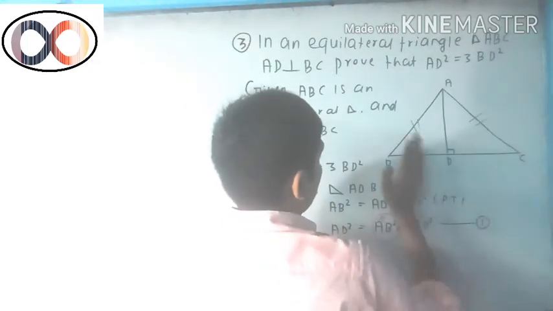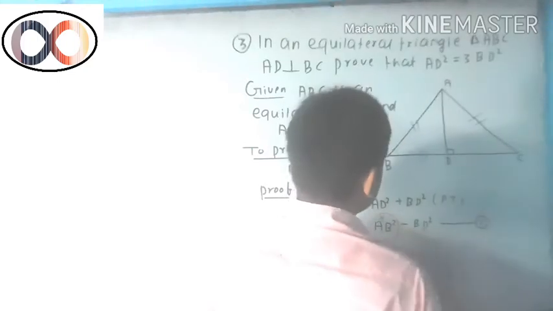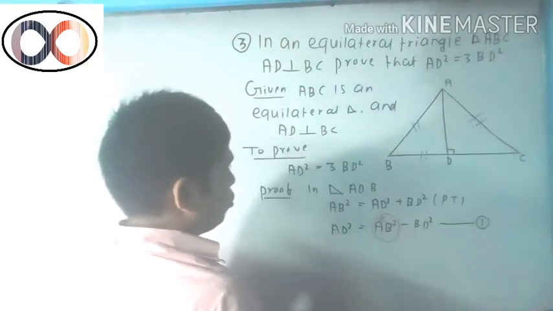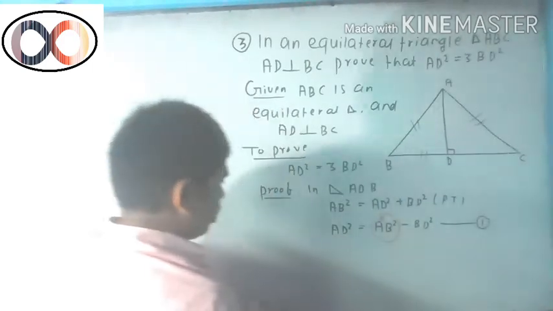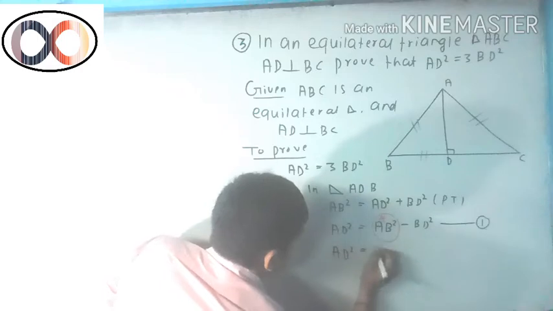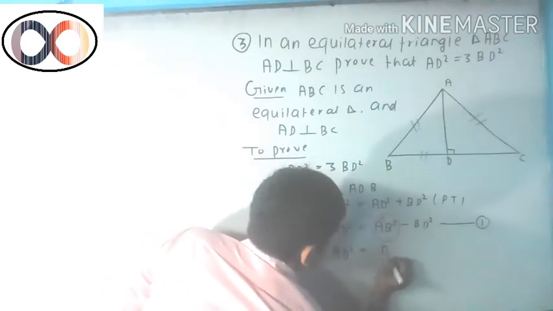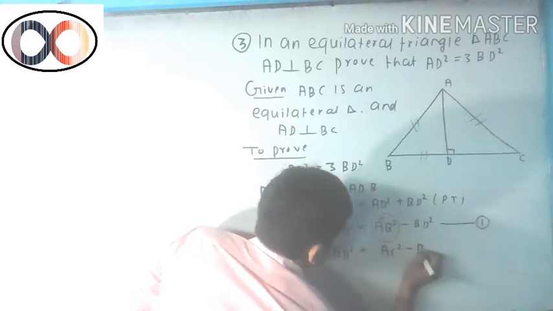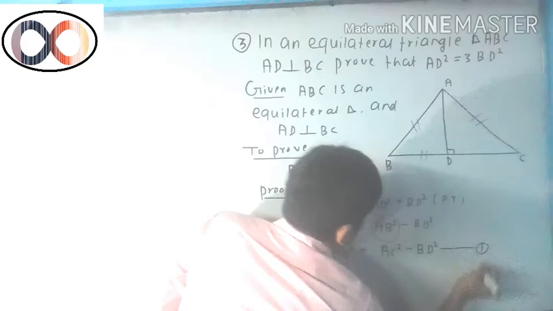So this is AB square, and AB square is equal to BC square, and also AC square, we can write AC square as well. There is no other relation here, so we write AD square equals to AB square minus BD square. In the place of AB we can write AC square here because the sides are equal. So AB square minus BD square, this is equation number 1.